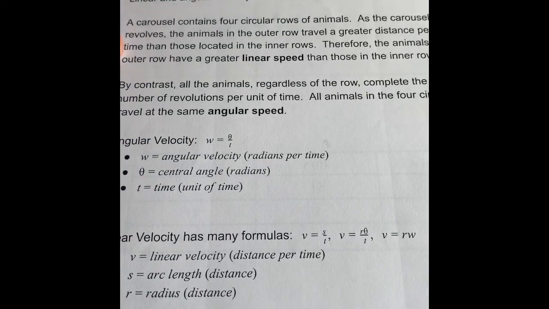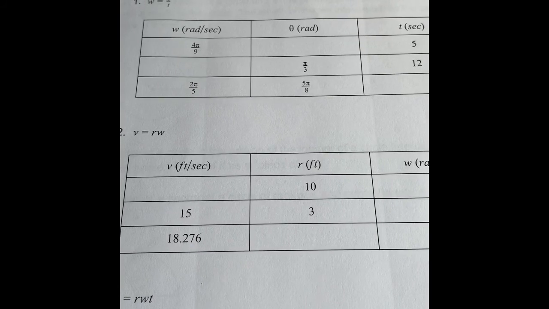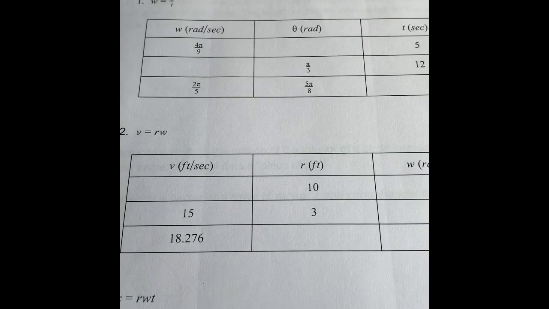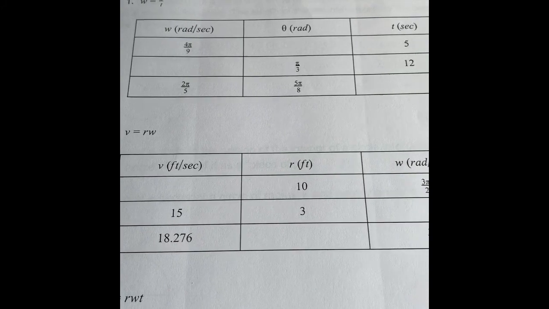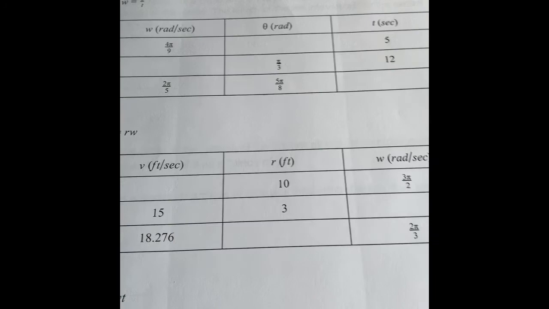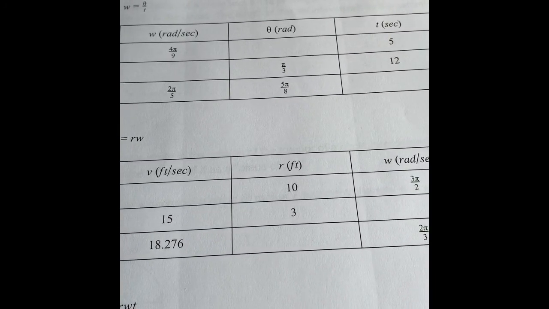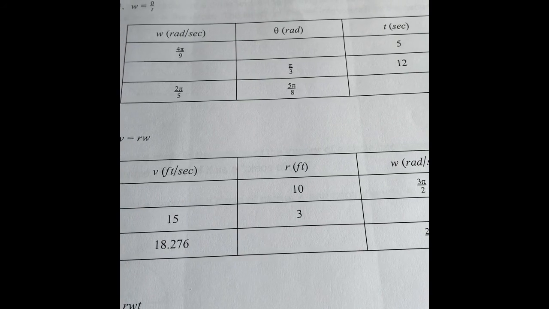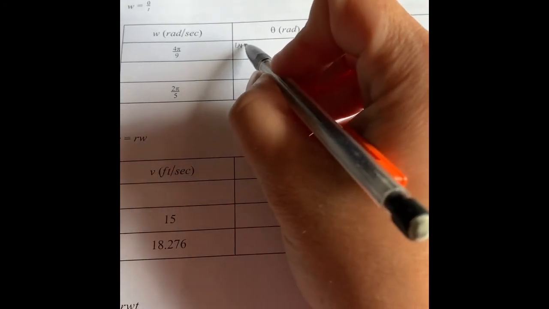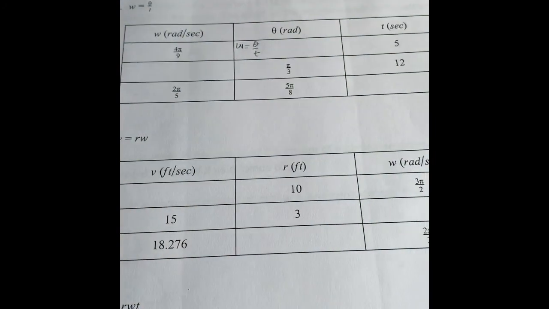So we are going to use these formulas to help us find the missing variable. On number 1, we have W equals theta over T. That's the formula that we're going to use to help us complete this top table. They give us 2 of the variables, and we have to find the third. On this first one, we have W given to us and time, T, given to us. So we're going to plug those into our formula: W equals theta over T.